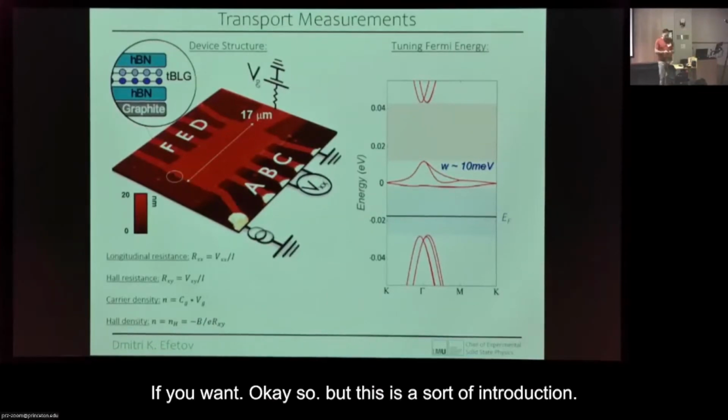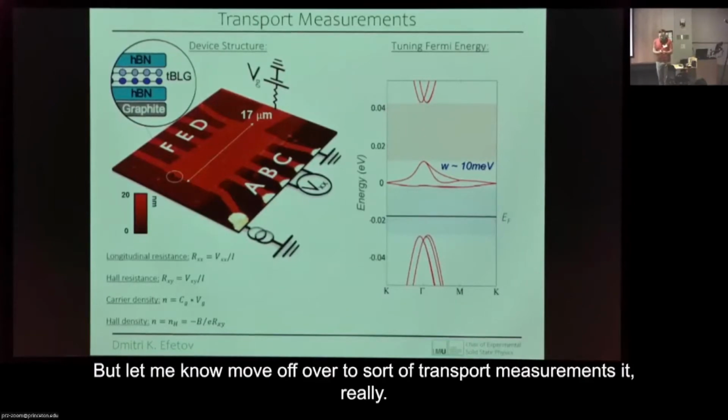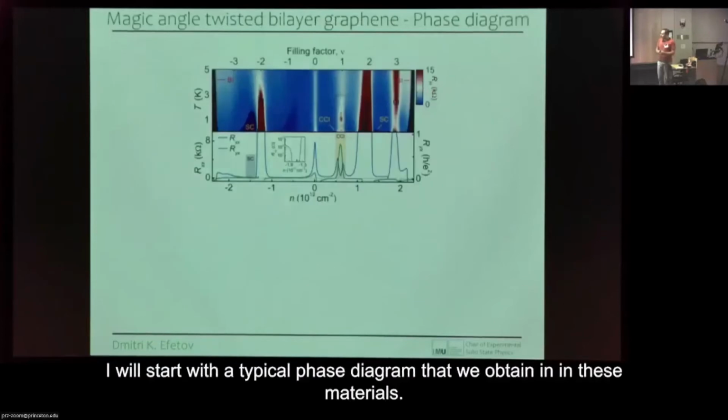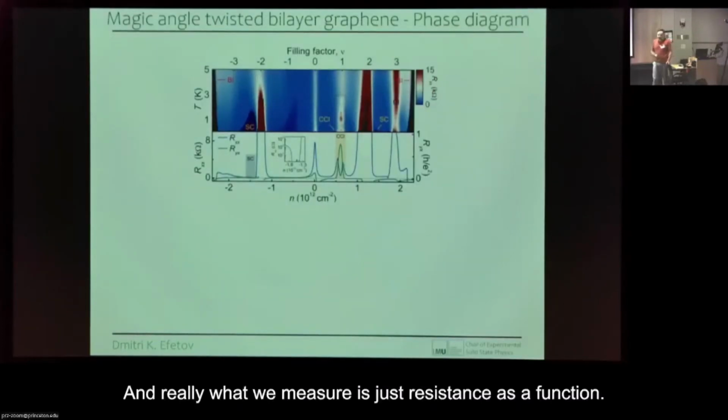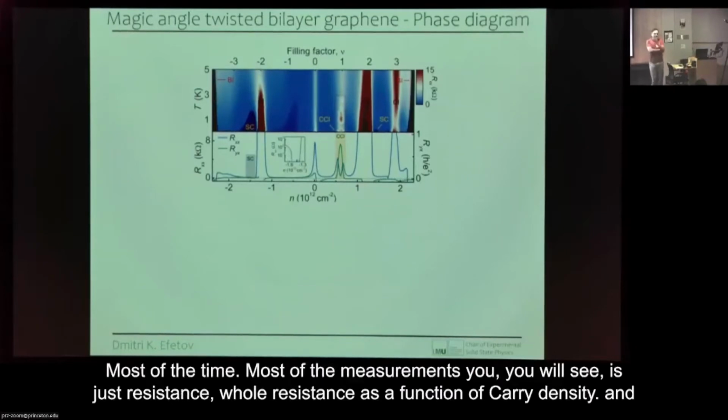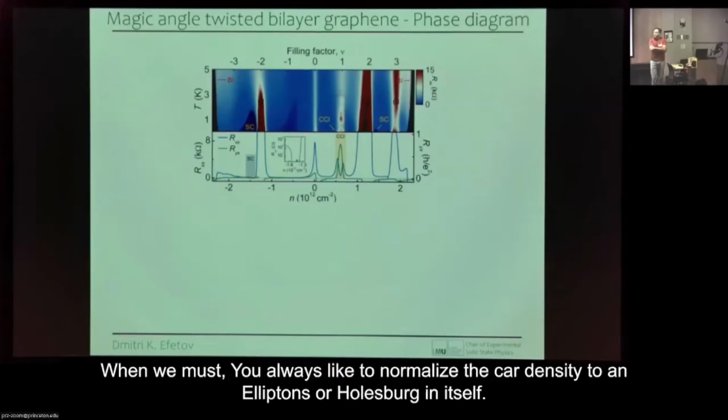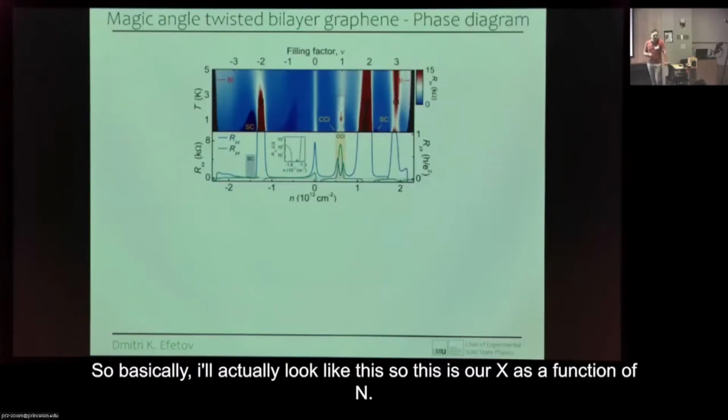Okay, so this is the introduction, but let me now move over to transport measurements. I will start with a typical phase diagram that we obtain in these materials. What we measure is just resistance as a function of carrier density. Most of the measurements you will see are just resistance or Hall resistance as a function of carrier density. And when we measure the carrier density, we always like to normalize it to electrons or holes per unit cell.